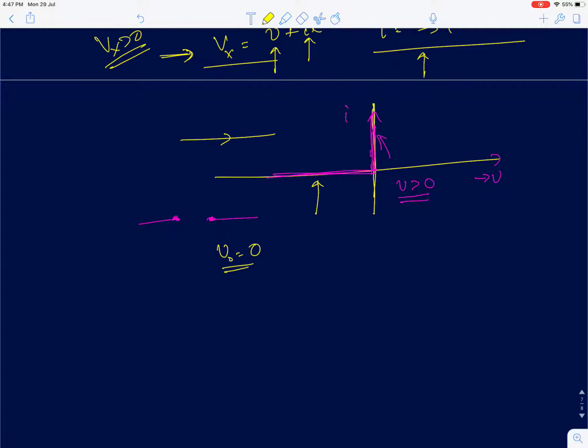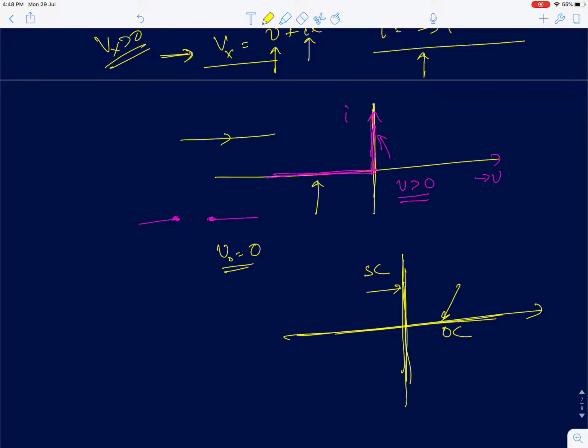Again, the point to keep in mind is that by definition, if I ask you to draw the IV characteristic of a short circuit element, you can have any current through the element, but the voltage should be 0. So it will be the entire y-axis. Similarly, for an open circuit, it will be the entire x-axis. This is for a short circuit, and this is for an open circuit element.